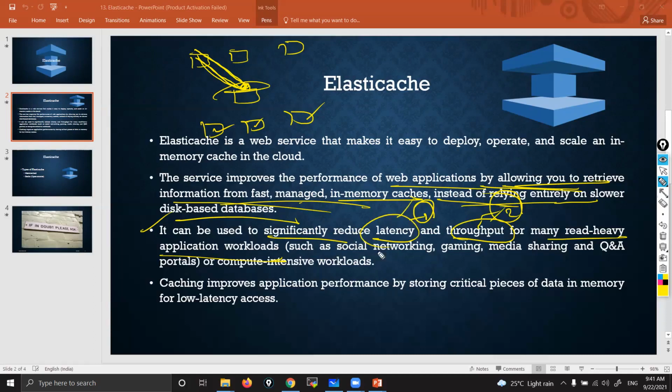Generally, examples are social networking and gaming. You know that some games become so popular. That time you can use it. Media sharing, like YouTube videos, some videos become so viral, and you are giving discounts on one product. So whatever content where traffic will be more, that you keep here.